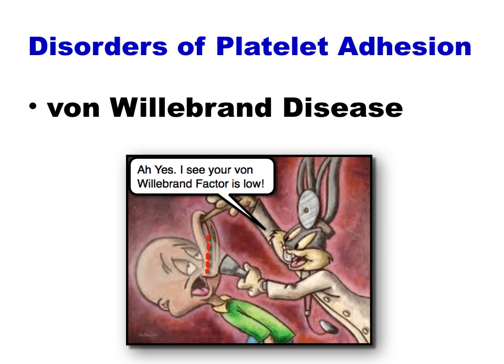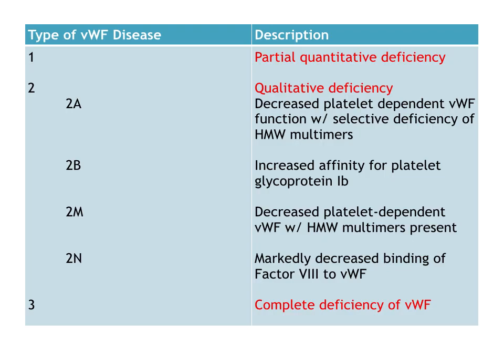Von Willebrand disease is also a disorder of platelet adhesion. There are three types of von Willebrand disease, types 1, 2, and 3. If there is partial quantitative deficiency, that's type 1. Complete deficiency is type 3. Type 2 is qualitative deficiency, and this is further divided into 4 subclassifications.